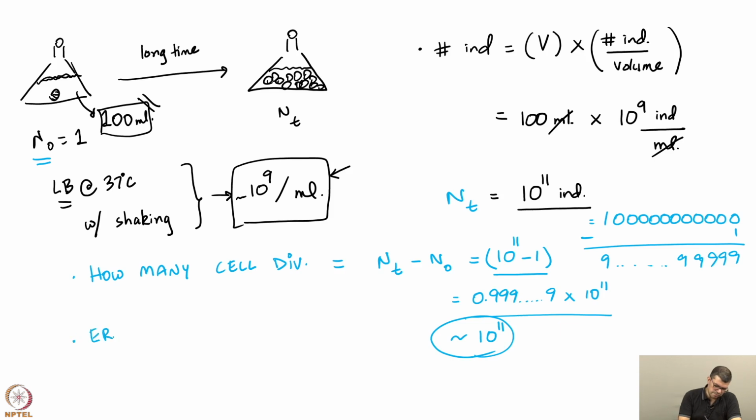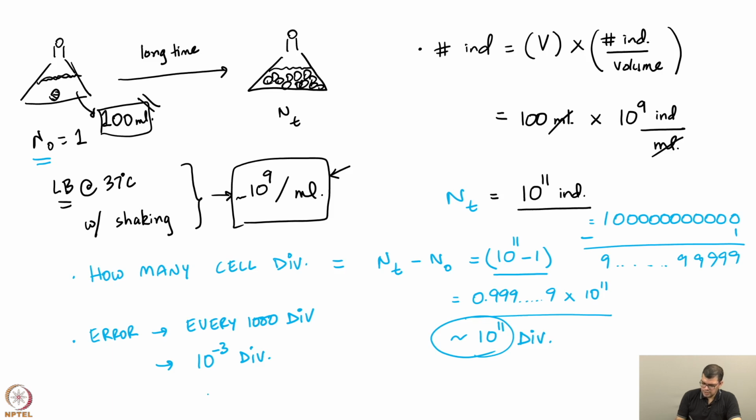But we know that errors are made, and one error is made every 1000 divisions. Every 1000 divisions, 999 are accurate and one error is made. So, one error is made every 10 to the power minus 3 divisions. The number of divisions that have taken place is this many.